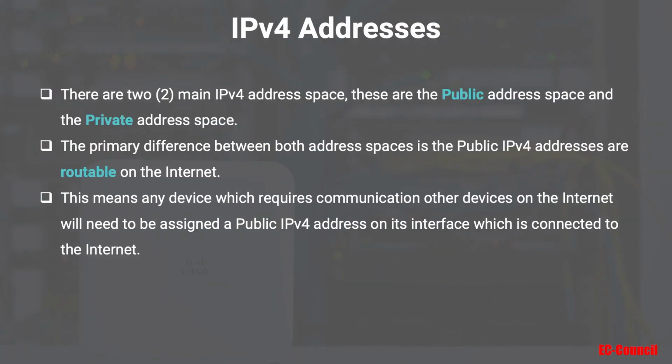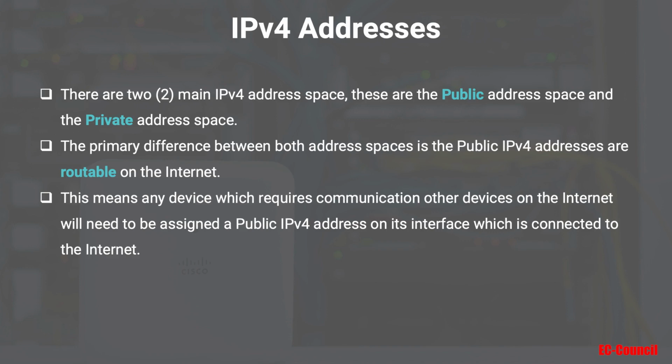When it comes to IPv4 addresses, there are two main IPv4 address spaces. These are known as a public address space and a private address space. The primary difference between both of these address spaces is that the public IPv4 address space is routable on the internet. What this means is any device which requires communication with another device on the internet will need to be assigned a public IPv4 address on its public facing interface. This interface is connected to the internet.